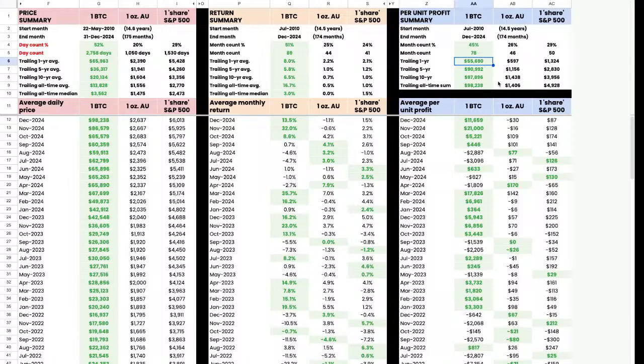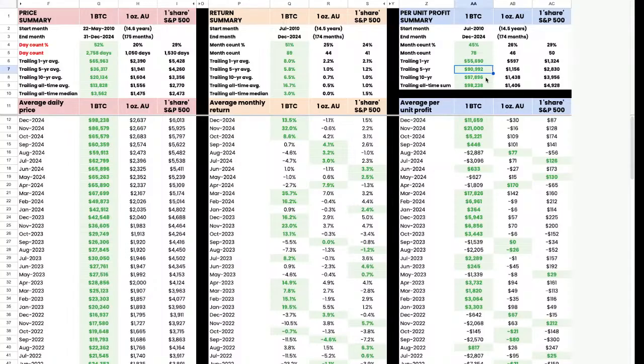But on a per unit basis, Bitcoin wins in the last year by $55,000. Basically, if you had bought in December of last year and sold in December of this year, you got a $55,000 profit. If you did it 5 years ago, and this is where it kind of gets goofy with Bitcoin, but there's actually a point here: $90,000.